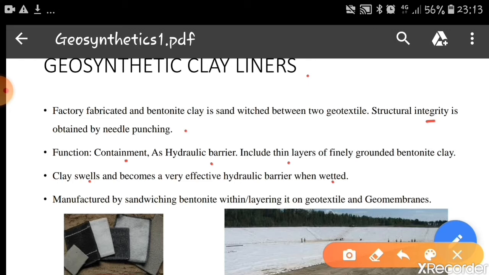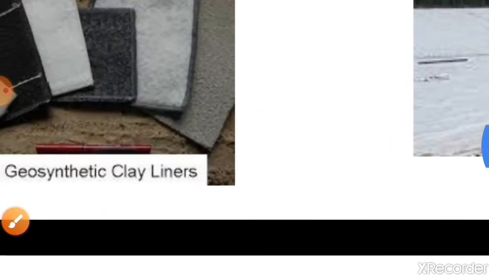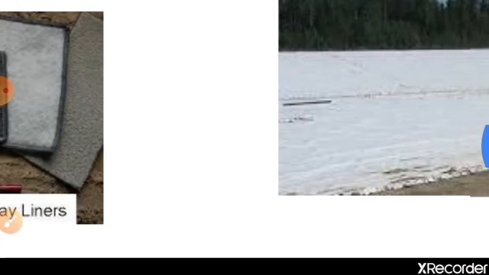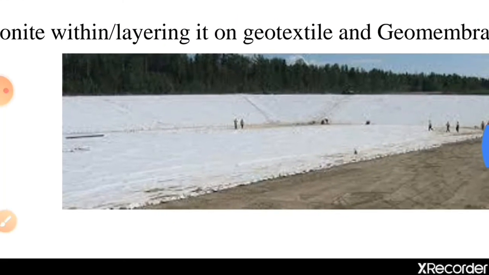Hence, they are used as a clay liner in landfills where the leachate will not be allowed to flow into the wells or underground water table. They are manufactured by sandwiching bentonite within or layering it on the geotextile and membranes. See here the various types of geosynthetic clay liners and their applications. They are used in the construction of huge lakes or huge landfills.